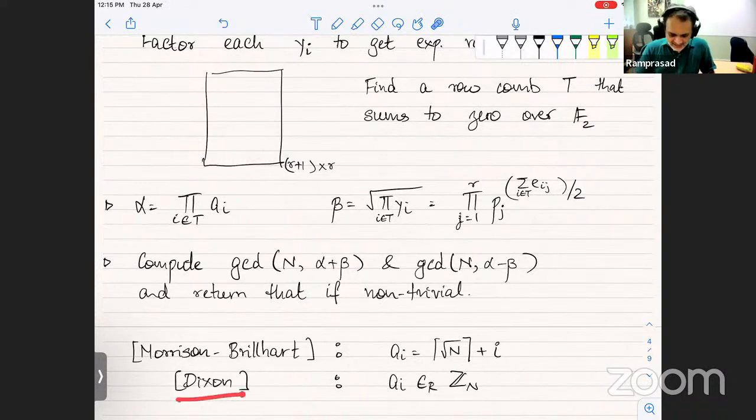Okay, so in some sense, this is conceptually easier, but perhaps a little slower. But somehow conceptually, it just seems like the most natural thing to try. So far, so good. Okay.